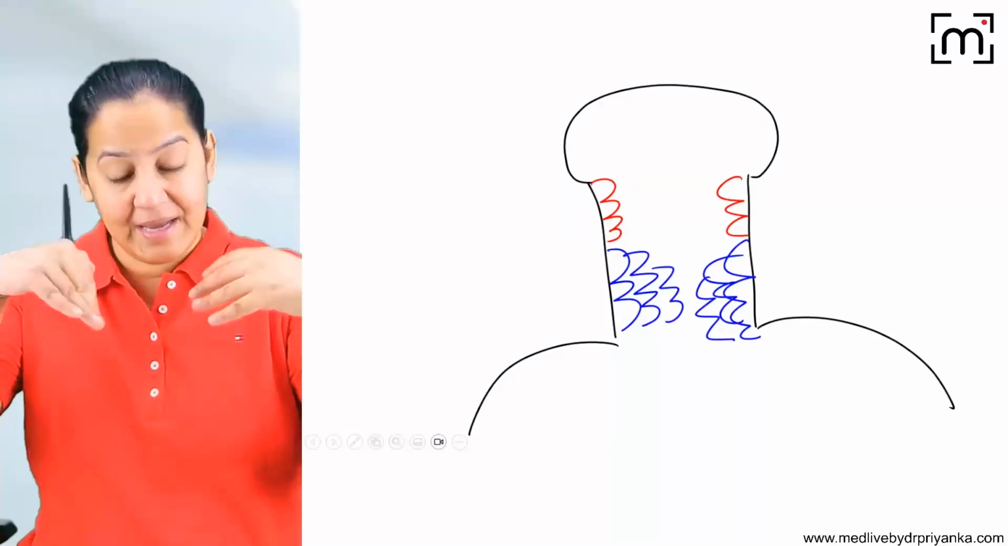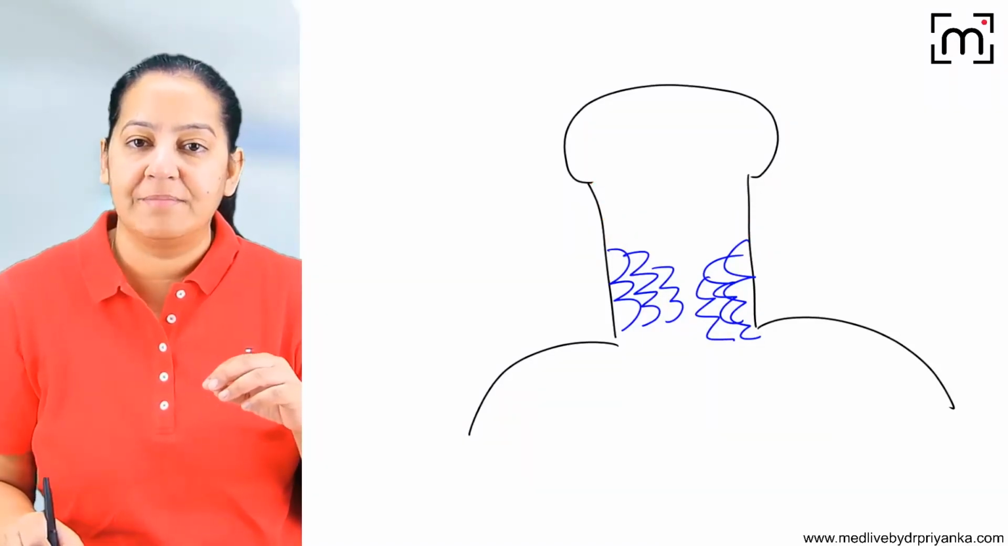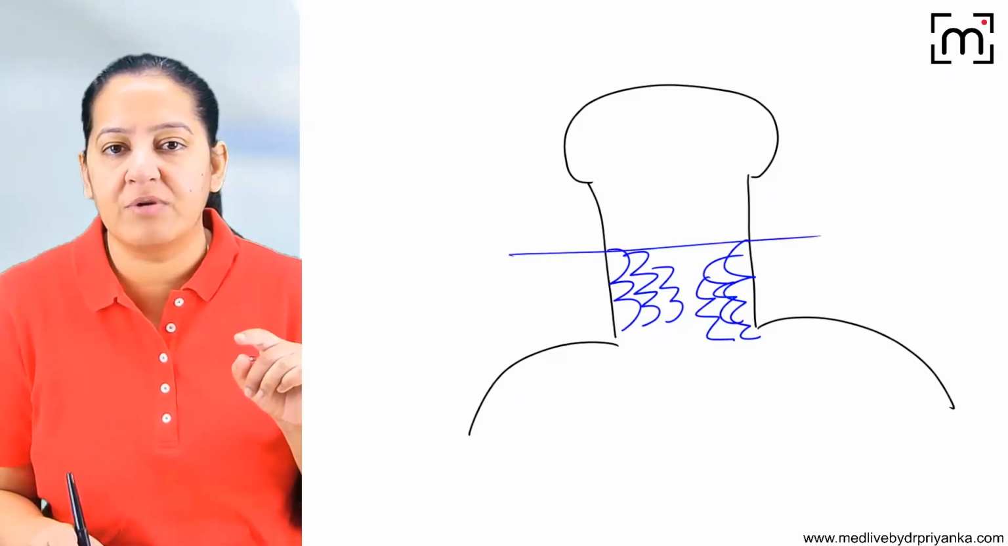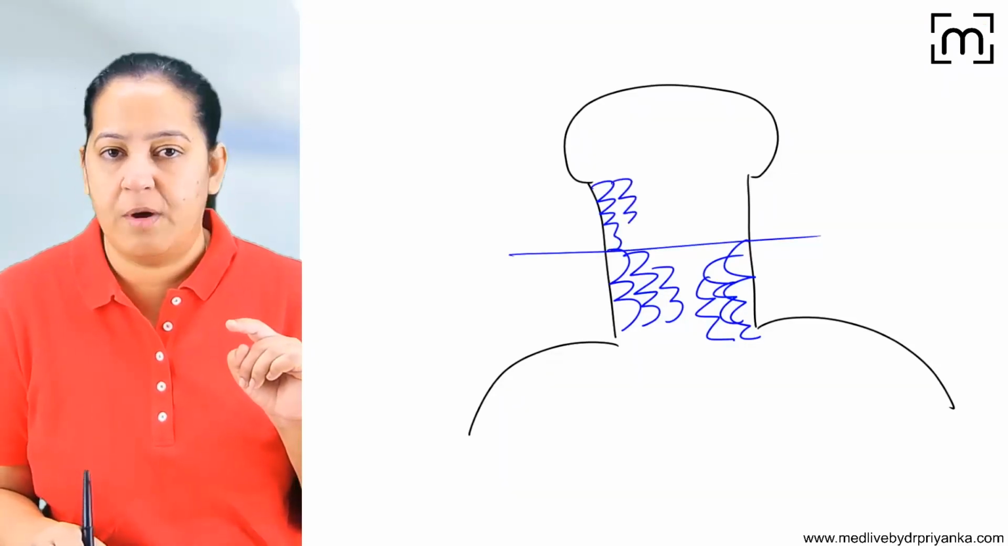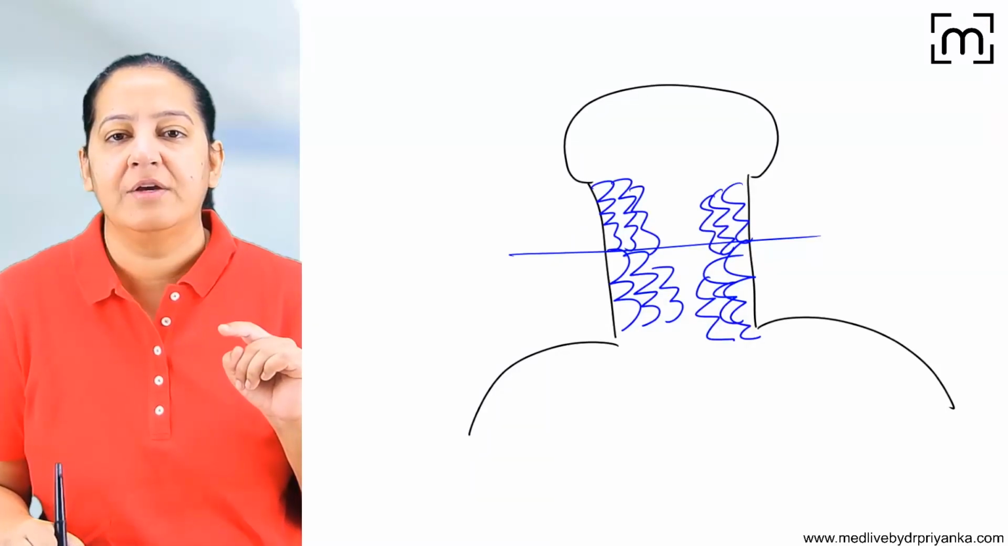But sometimes the columnar epithelia also transform. This columnar epithelia, sometimes it shows metaplasia and it will also transform into squamous epithelia. So we are talking about the cervix. You can see the multiple layers.